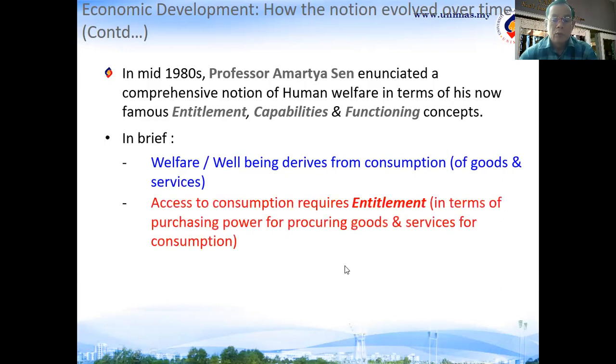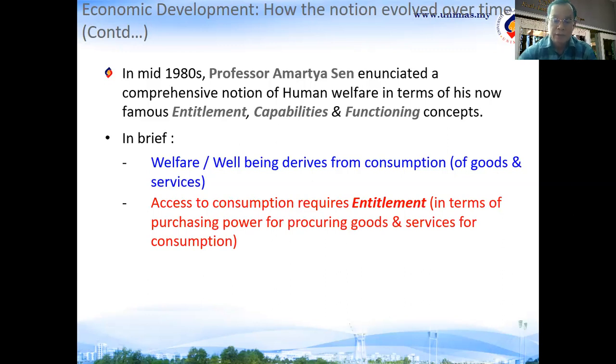And also talking about entitlement, access to consumption requires entitlement in terms of purchasing power or procuring goods and services for consumption. In other words, how do you get those goods?